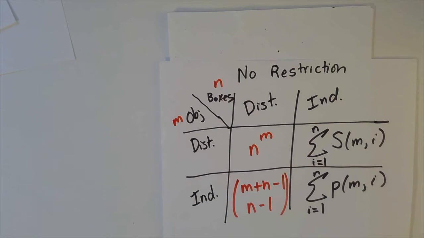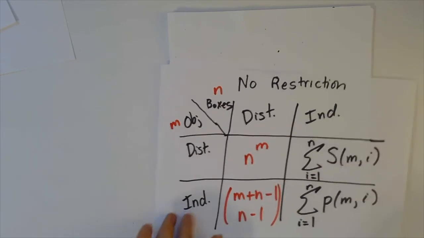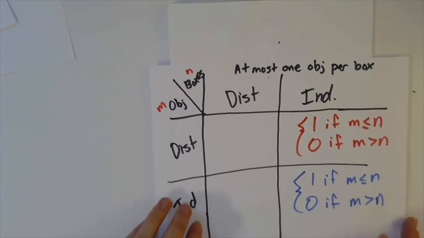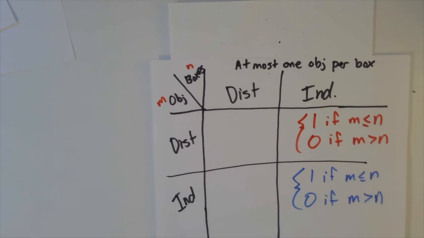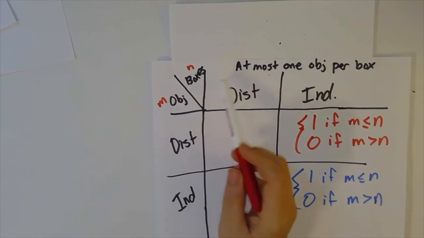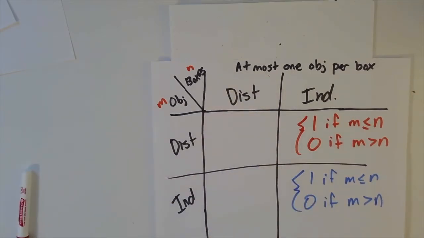Next up, let's talk about the at most 1 object per box situation. So in this situation, we're again thinking, okay, I'm going to give M pieces of candy to N children, but I can't give any child more than 1 piece of candy.